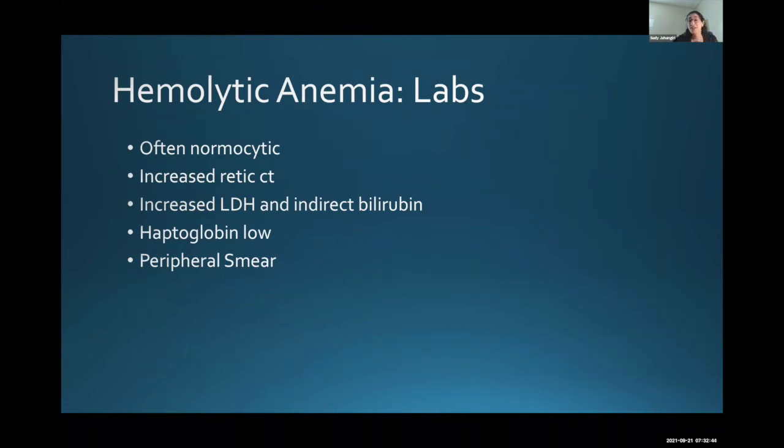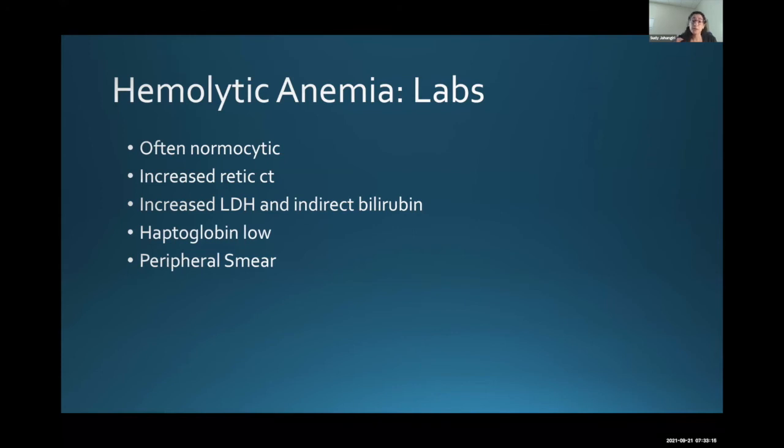As far as labs, they're often normocytic, but as I mentioned, if there's severe reticulocytosis, we may see some macrocytosis as well. If the bone marrow has adequate building blocks, so adequate nutrients, and is functioning appropriately, the reticulocyte count should be increased in hemolytic anemia. We'll see an increased LDH and indirect bilirubin too, as breakdown products of those red blood cells. And the haptoglobin will be low. Low, and especially an undetectable haptoglobin, is pretty specific for hemolytic anemias.